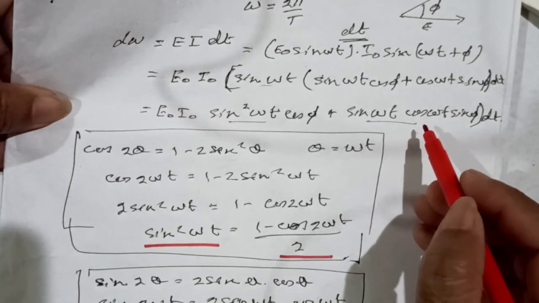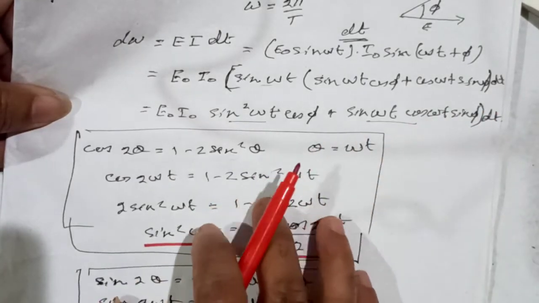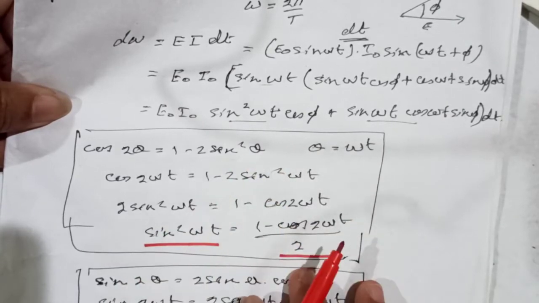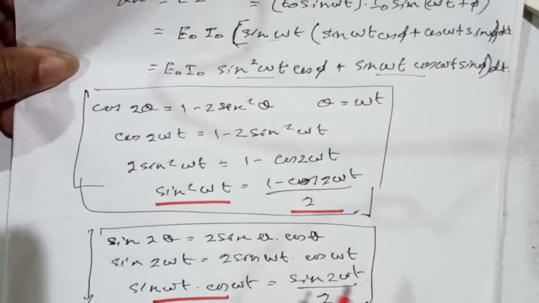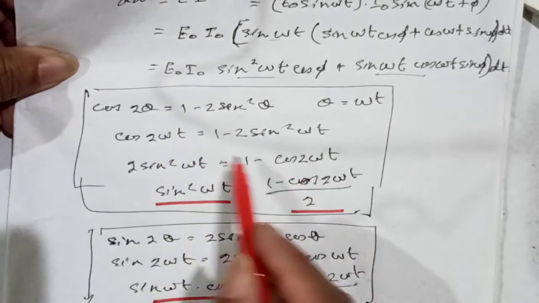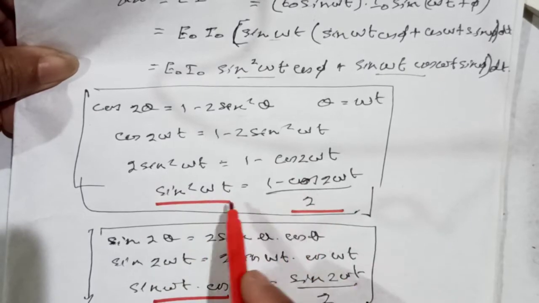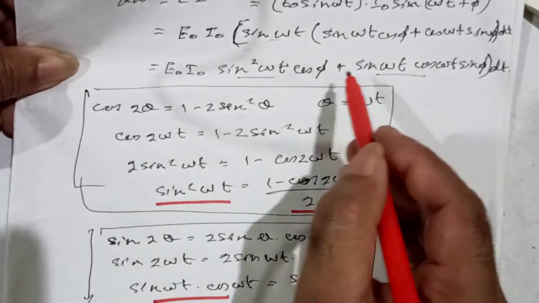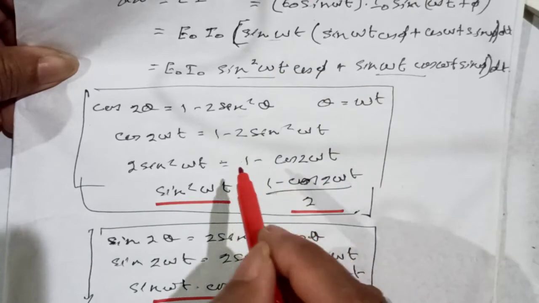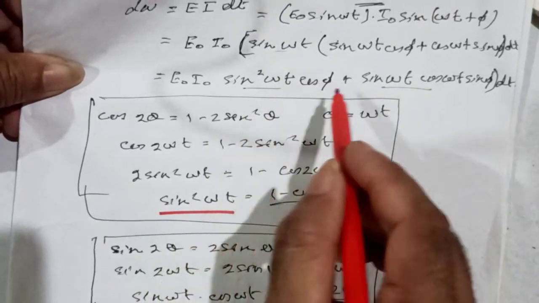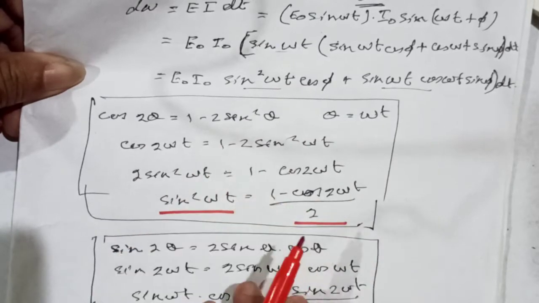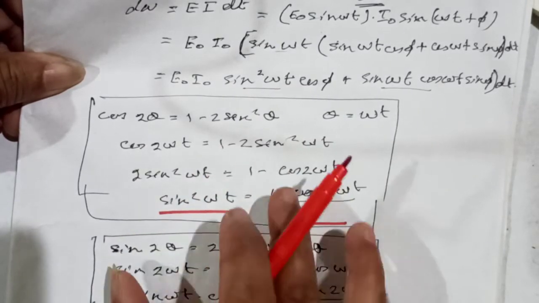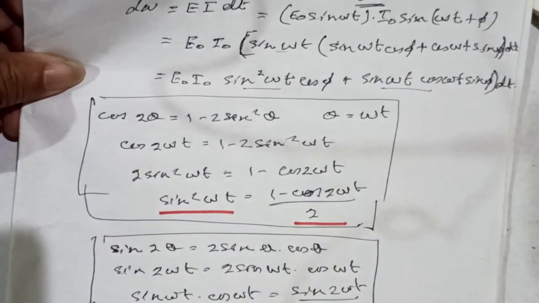Actually, in the examination, there is no need to show all of this. You just show the last part only, no need for all these lines. Then in the next step, you substitute this value.